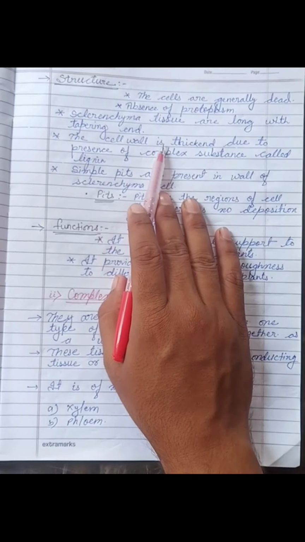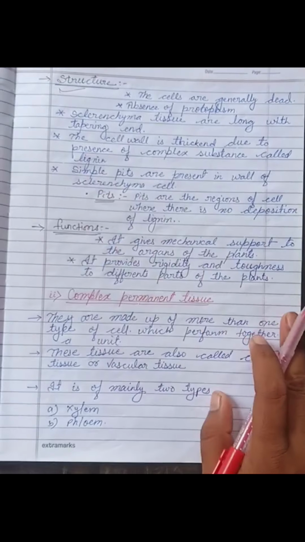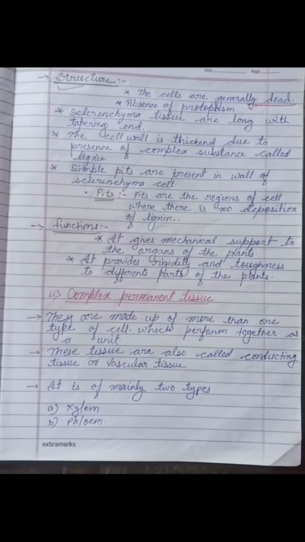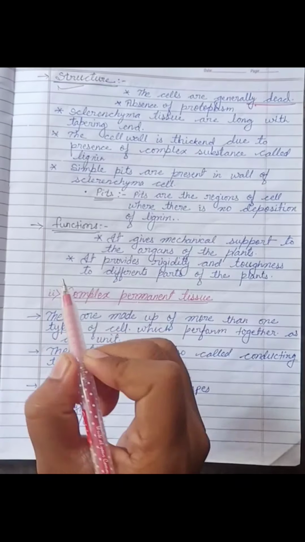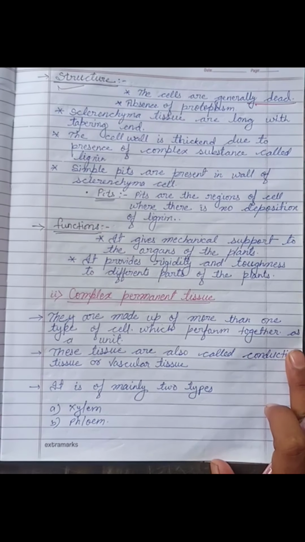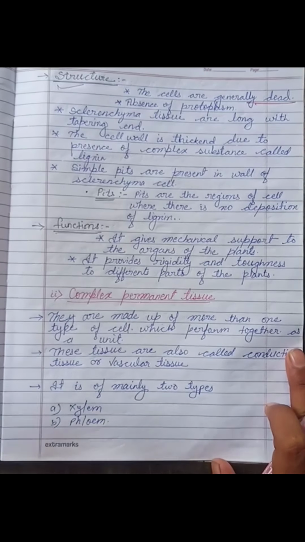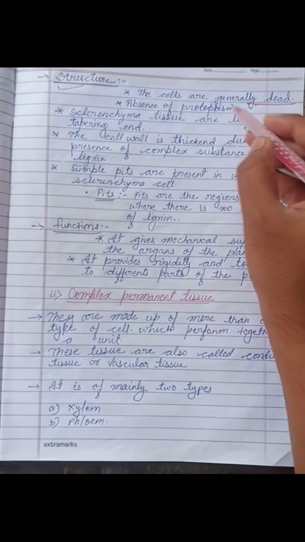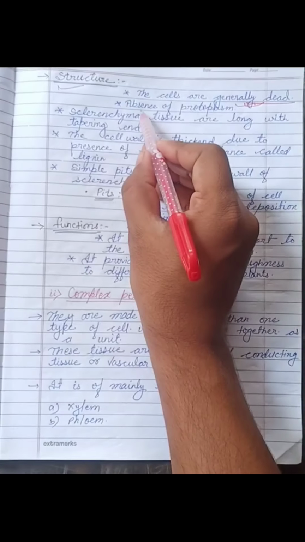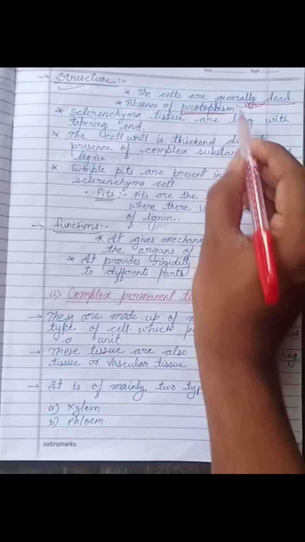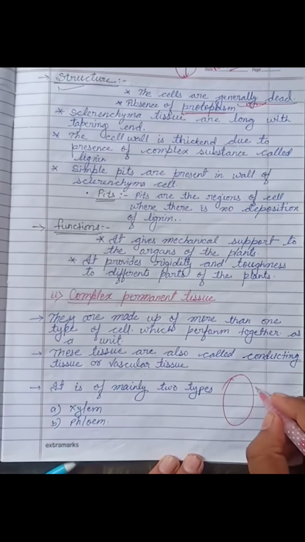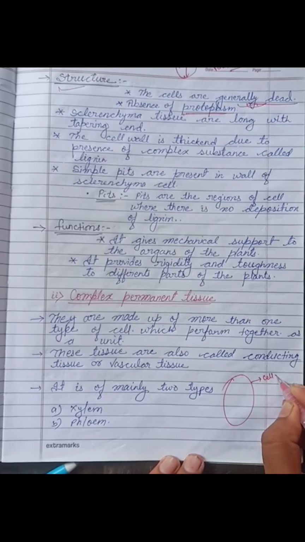Take a look at more detail of the structure of sclerenchyma. The cell is generally dead. That means the cell of sclerenchyma is dead, but if you remember, the cell of collenchyma and the cell of parenchyma were living in nature, whereas the cell of sclerenchyma is generally dead. It has an absence of protoplasm. What is protoplasm? It is the cell and the cell membrane.